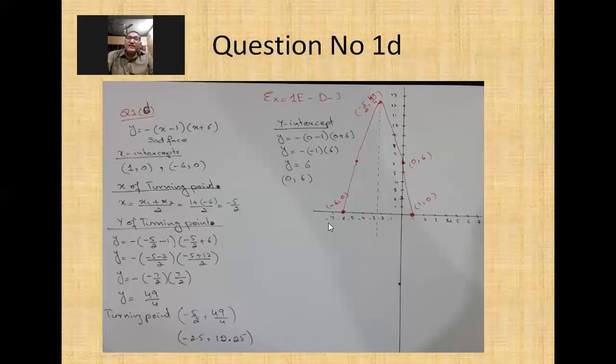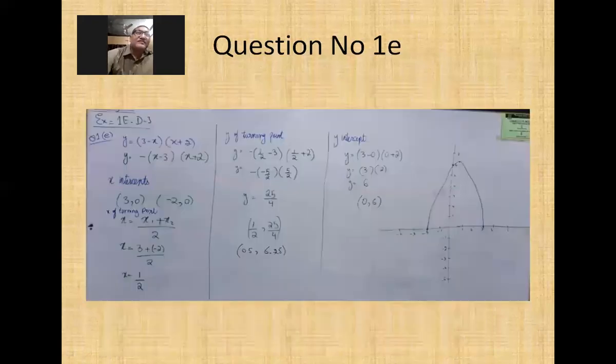So I have drawn a grid here. I plot these points, 1 comma 0, this point, and then minus 6 comma 0, this point. And the turning point is minus 2.5 comma 12.25. So I plotted this point. And the y-intercept is 0 comma 6. Because the graph is symmetrical about this turning point or this line of symmetry, the same point at this level I will have on this side. Okay, so just join them. So this is the required graph. This is the graph of this equation. Hopefully you understand this process.